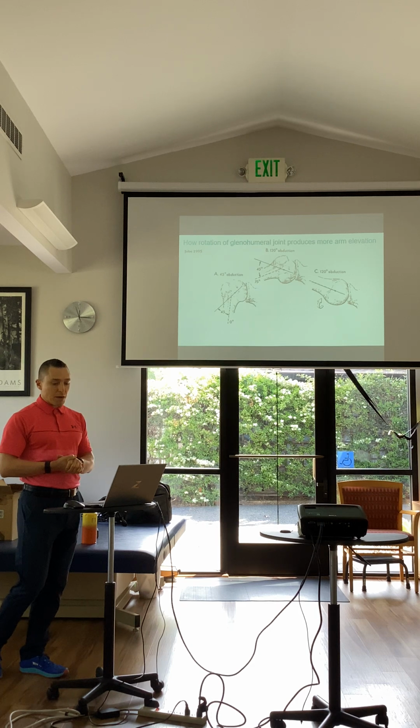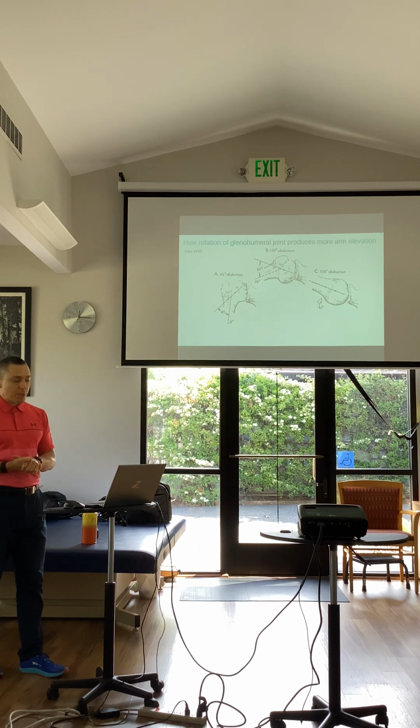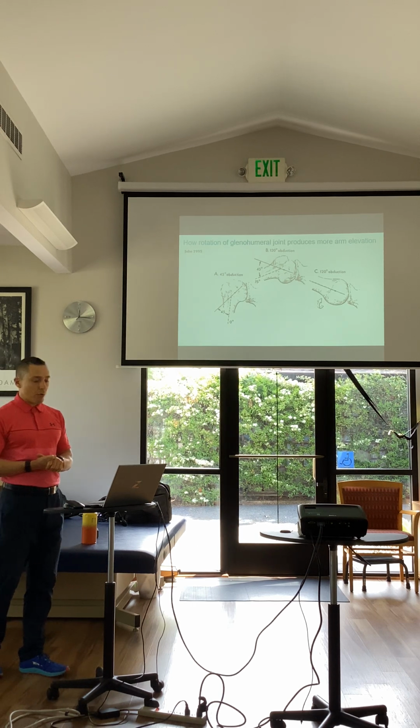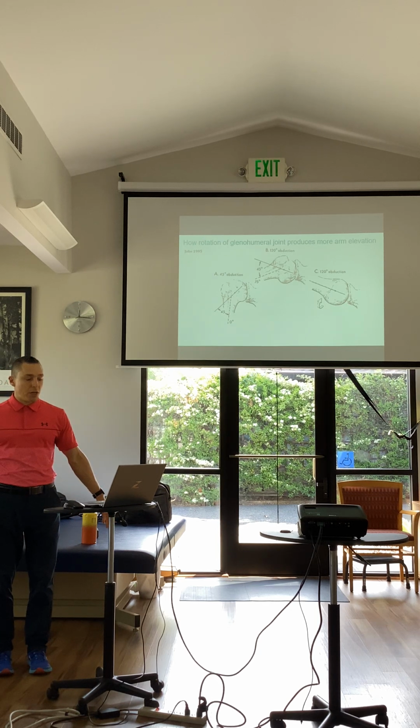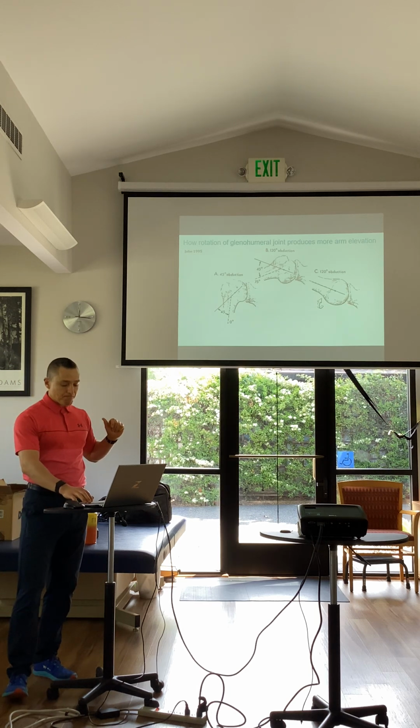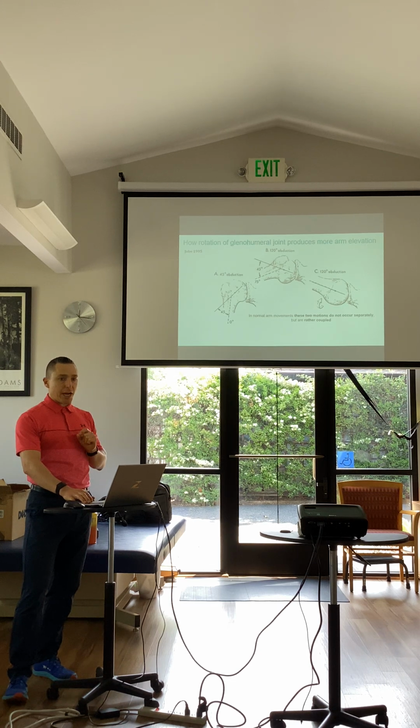And so you're going to see some references, such as this one, which is a fundamental study of what happens when you elevate your arm overhead. So you have 3 figures. You have the arm at 45 degrees of abduction, 120, and then beyond: A, B, and C. So in normal arm movements, these 2 motions, that is abduction and external rotation, do not occur separately. They are coupled together.